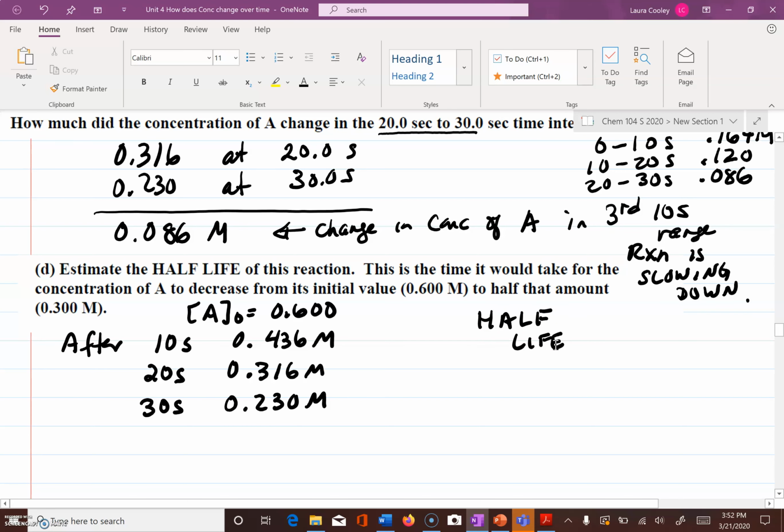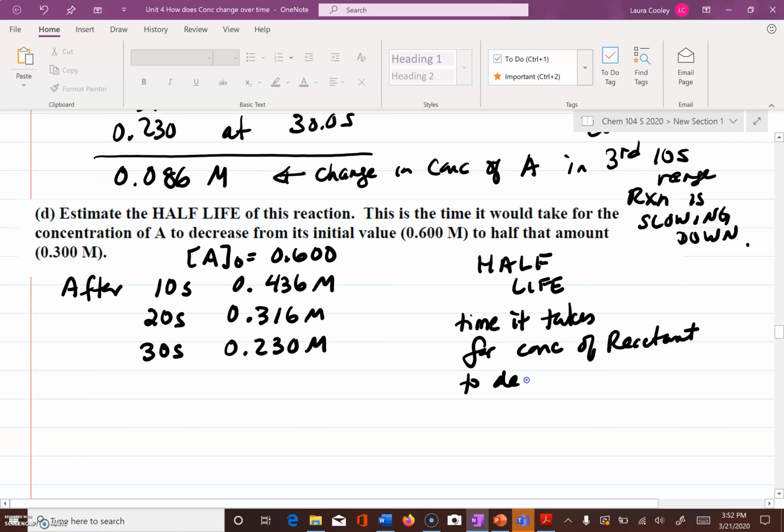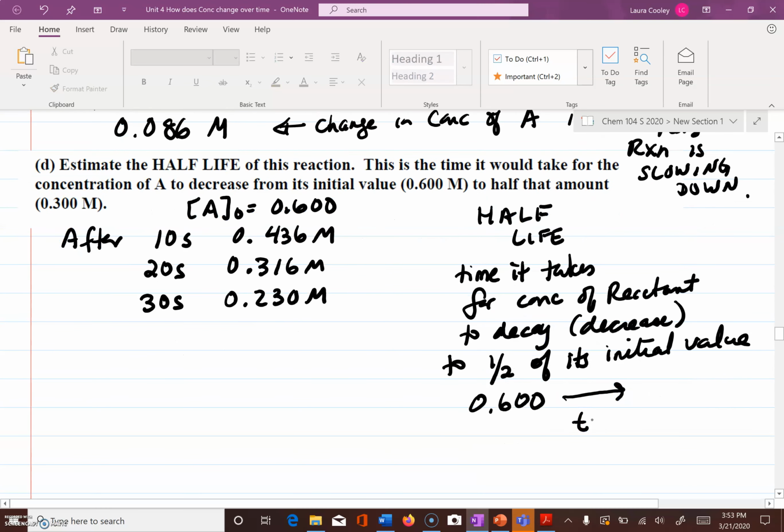So I'm going to talk a little bit about something called the half-life. And what part D asks you to do is estimate the half-life. Now, what is the half-life? The half-life is the time it takes for the concentration of the reactant to decay, in other words, to decrease, to half of its initial value. So we started at 0.6.